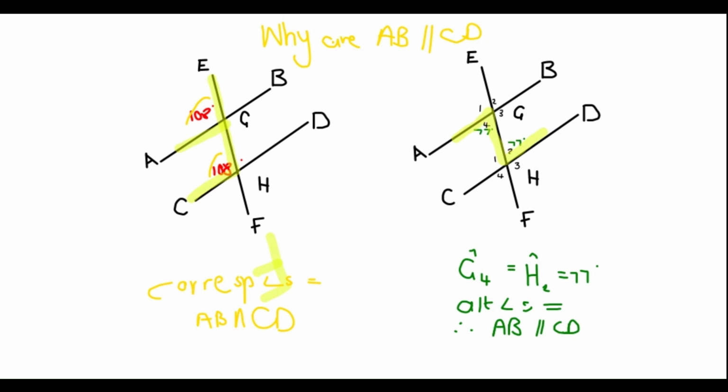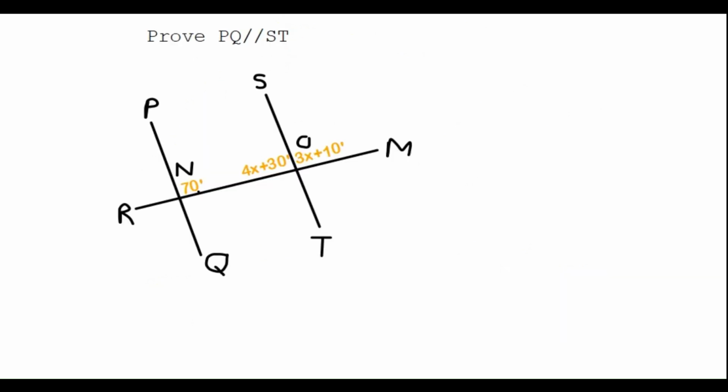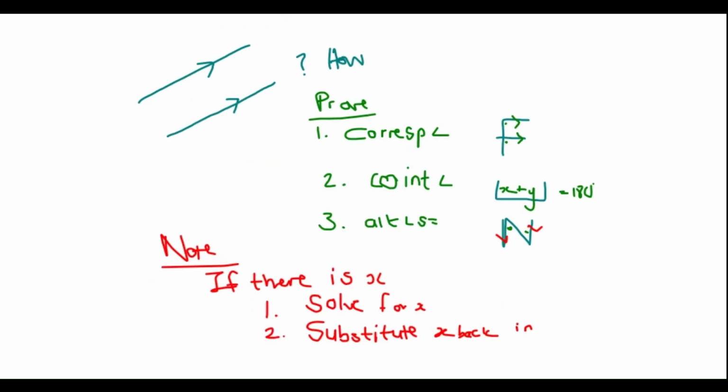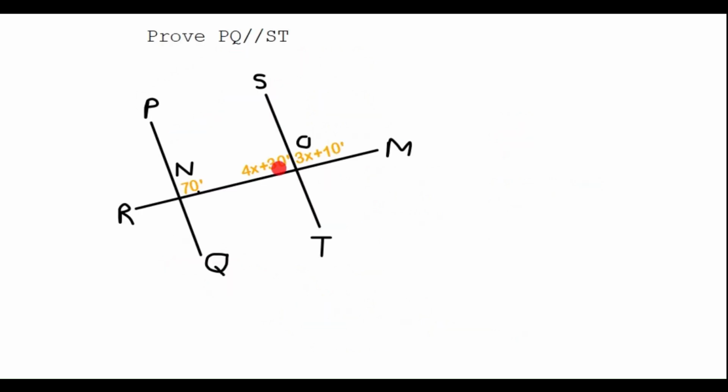Let's do a more challenging one where there is also an x involved. So the question is, prove that line PQ is parallel to ST. Remember our steps. You look for these types of angles. If there is an x though, you need to first solve for x and substitute x back in. Okay, let's go for it. We see that there is an x in there. What else do you notice about this angle here, this angle O? These two are angles on a straight line.